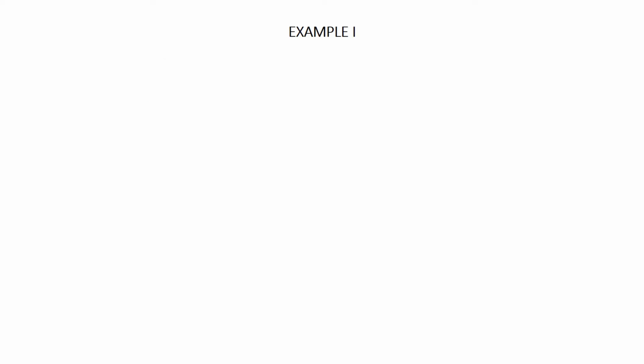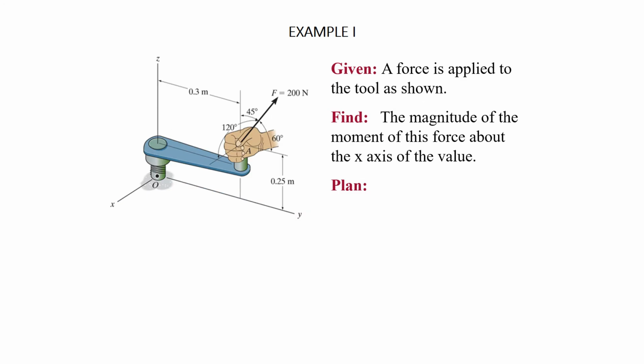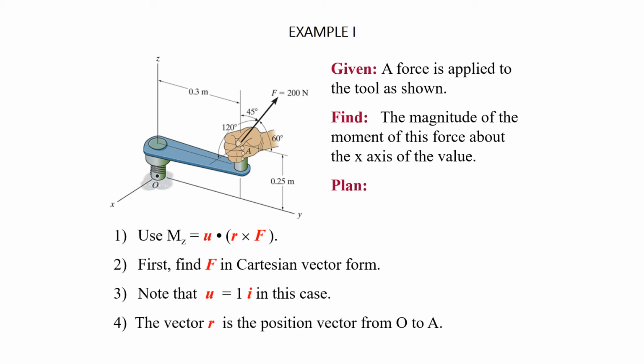We'll start off looking at examples of this process of calculating moments about an axis. We're going to consider force F that's being applied to the tool as shown, and if we want to find the magnitude of the moment about the x-axis, our plan is going to be to use the triple scalar product that we just introduced. First, we'll need F in its Cartesian form. That's something we know how to do.